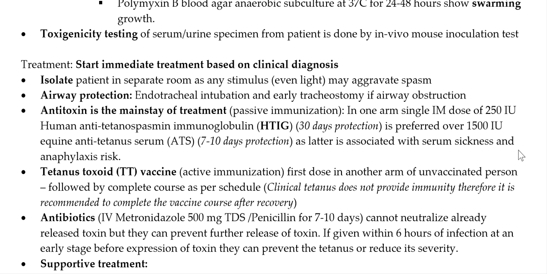Antitoxin is nothing, it is the specific immunoglobulin against the tetanospasmin. So, in one arm, we will give a single intramuscular dose of 250 international units of human anti-tetanospasmin immunoglobulin, and it will provide us 30 days protection. If that is not available, you can even choose an equine, that is horse-derived anti-tetanus serum, but you have to give 1500 international units, and it will provide you only a short-lasting protection of 7 to 10 days. And also the equine ATS is associated with serum sickness and anaphylaxis risk. That's why we prefer human tetanus immunoglobulin.